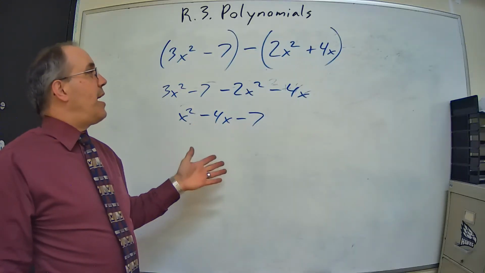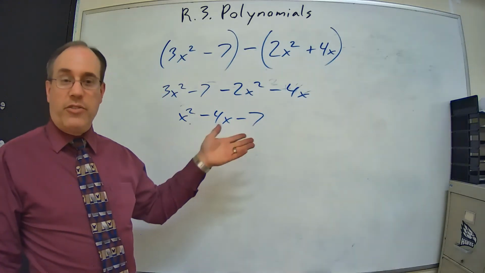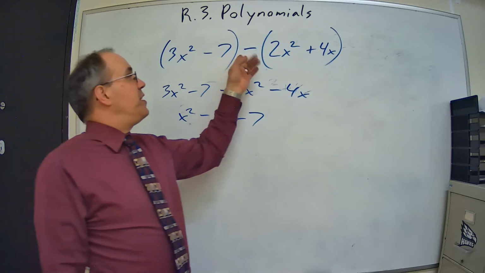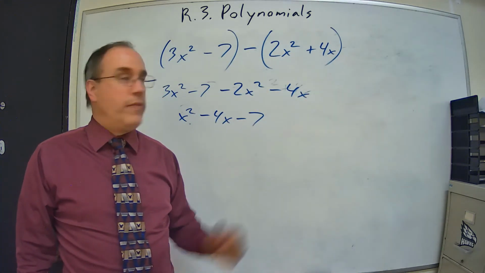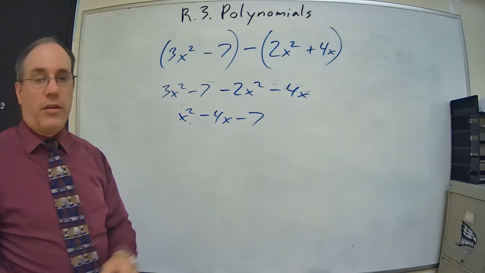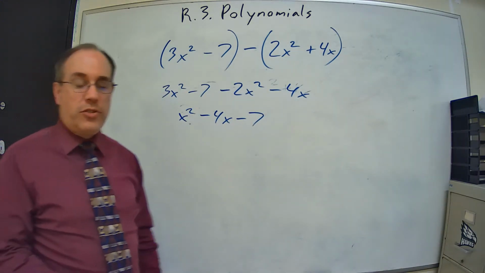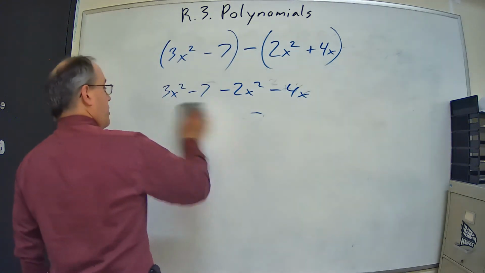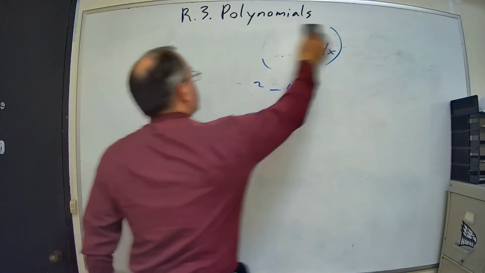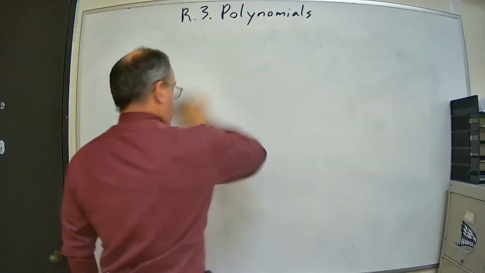So addition and subtraction really just get into combining like terms. If it's subtraction, you need to distribute that negative sign through the whole polynomial and then combine like terms. So that's addition and subtraction. Let's try another one here just to go a little bigger.